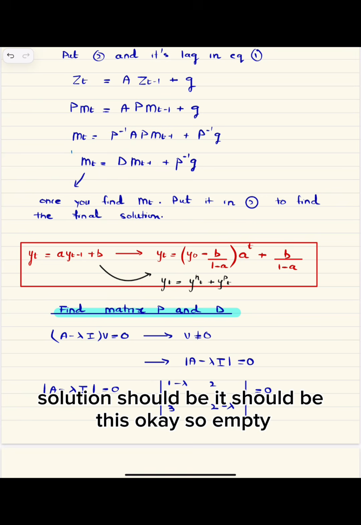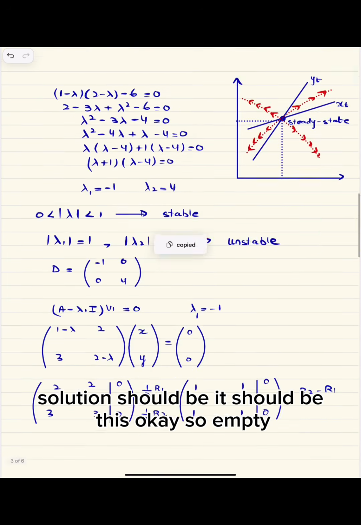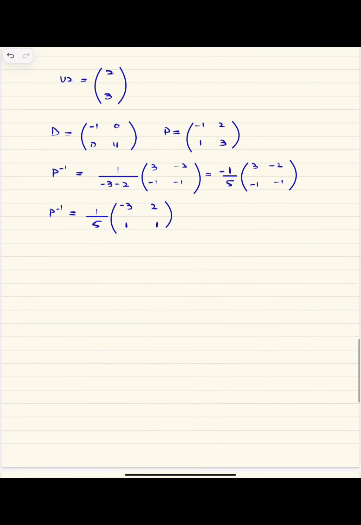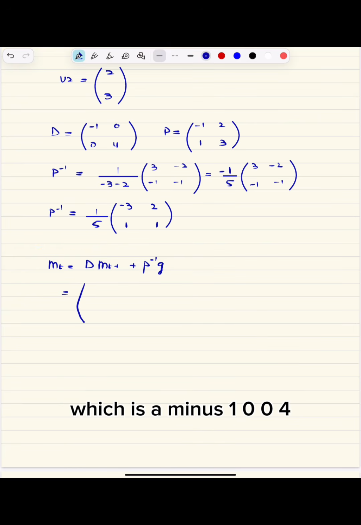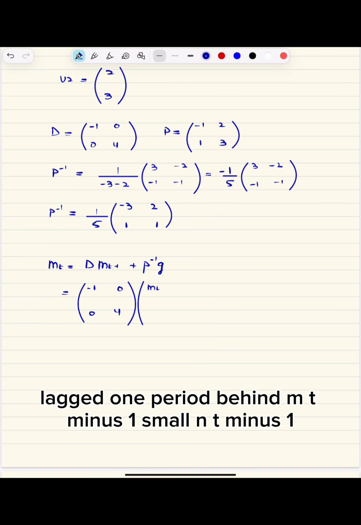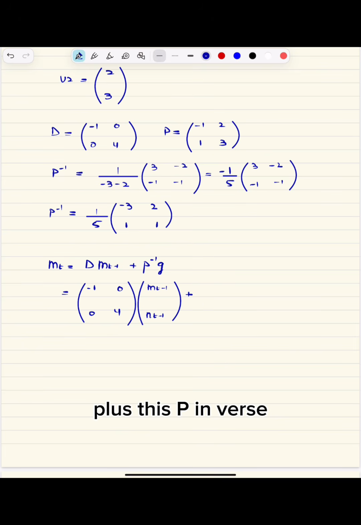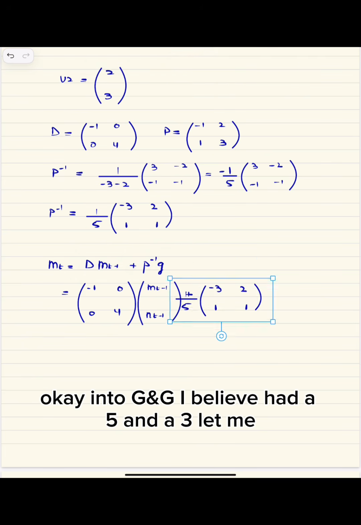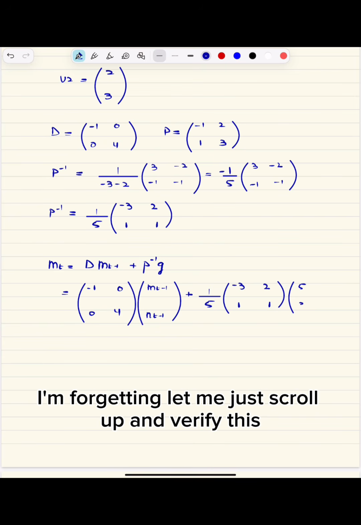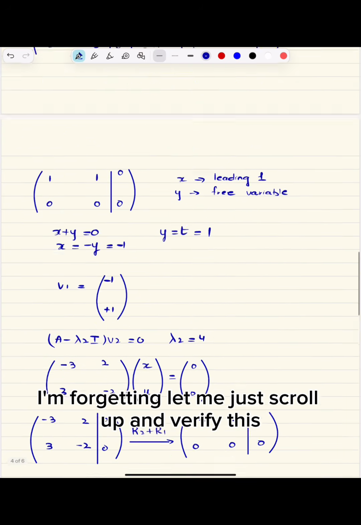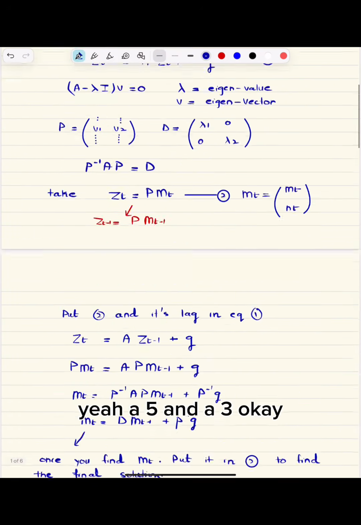Okay, so now that we've found all of this, let's see what our final solution should be. It should be this. So m_t should be equal to the diagonal matrix, which is minus 1, 0, 0, 4, times the column vector lagged 1 period behind, m_{t-1}, n_{t-1}, plus this P inverse, into G, and G I believe had a 5 and a 3. I'm forgetting, let me just scroll up and verify this. Yeah, a 5 and a 3.